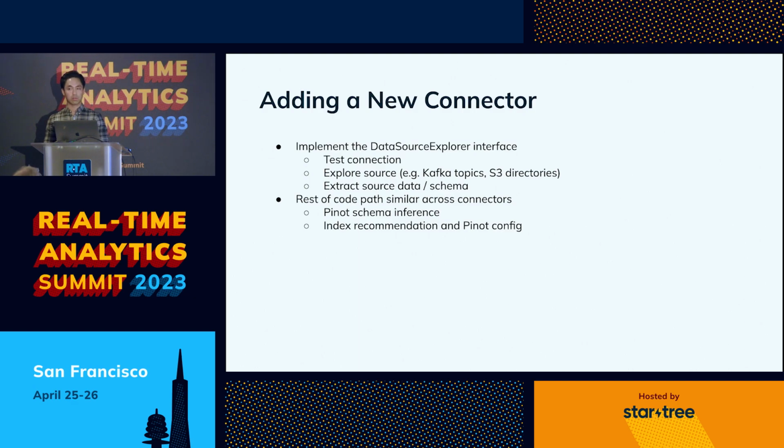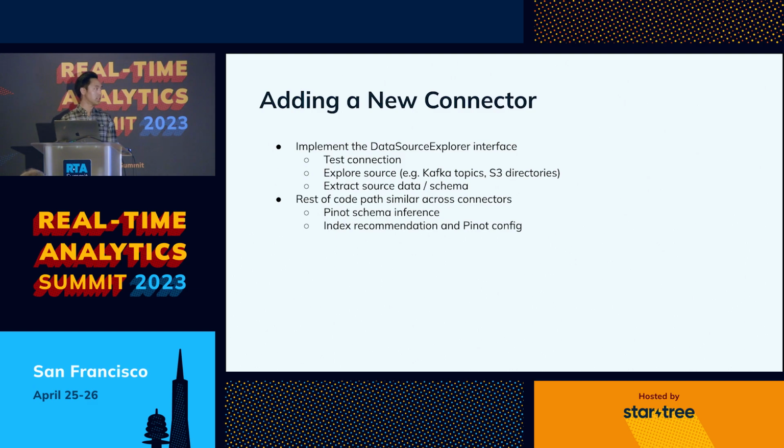The next method is the explore source. Exploring source is how you locate your data within your data source. You can think of this as, for Kafka, your Kafka topics. For S3, these could be your common prefixes or directories. Essentially, how do you find the data within the source to ingest?